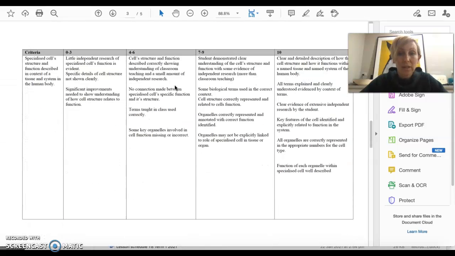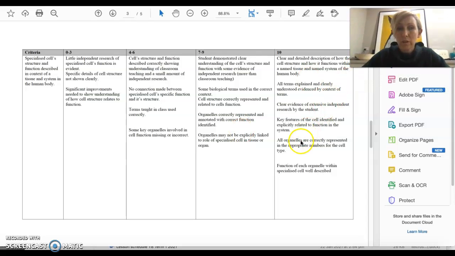Let's just have a look together at the rubric. So I do find that students struggle with rubric, so I want you to look really closely at this. First criteria is how well you've communicated the cell structure and function, okay, within the tissue and system of the human body. So only pay attention to the 10 out of 10 part.